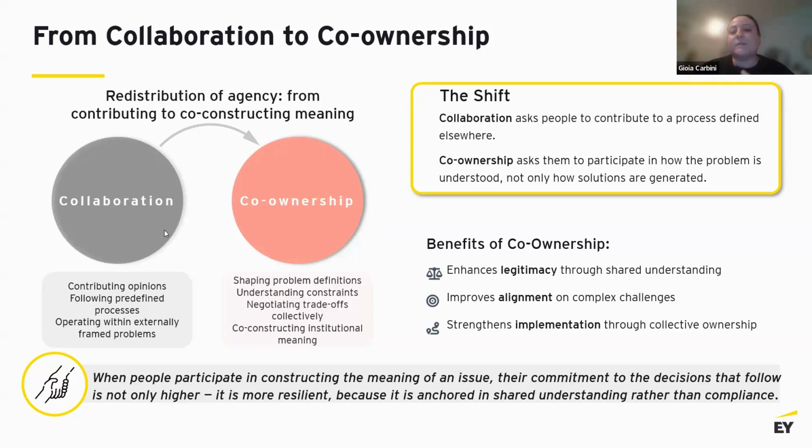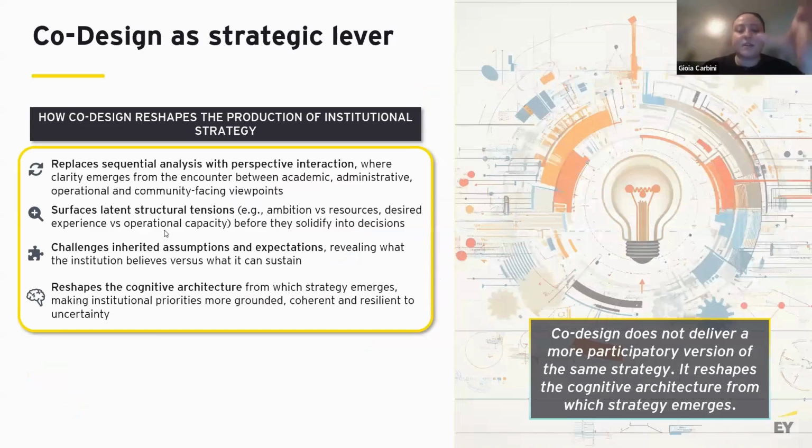And so co-design becomes some sort of strategic lever because it changes the conditions under which strategy itself is produced. So when we think about traditional planning models, we assume that institutions can first make sense of their environment and then they act. Co-design reverses this perspective a bit because it treats institutional clarity as something that emerges through the interaction between different actors and different perspectives.